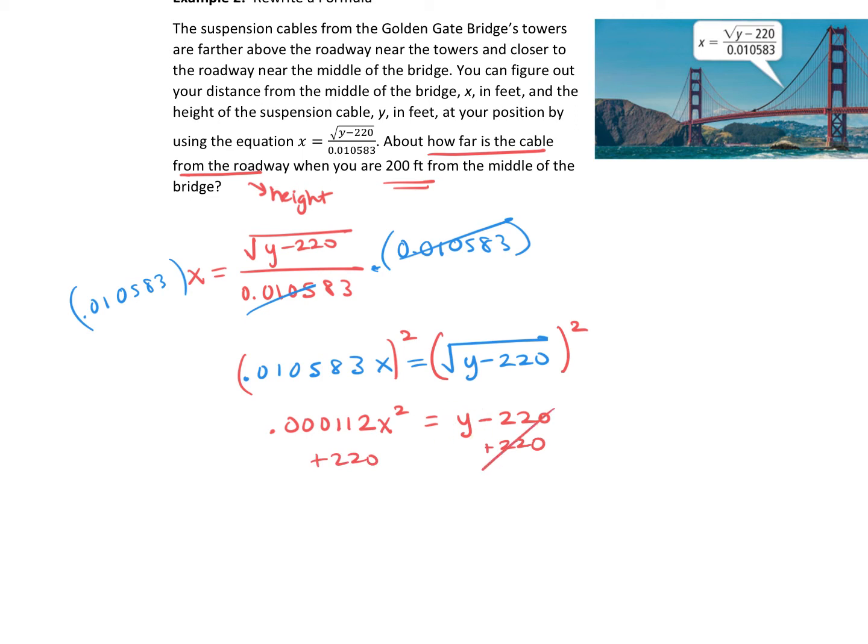So I'm just going to go ahead and write y equals first. And then we have 0.000112x squared plus 220. So now we can answer any question that's asking us how far is the cable from the roadway, kind of that height. So the question is about how far is the cable from the roadway when you are 200 feet from the middle of the bridge. X represents your distance from the middle of the bridge. So we're saying that x equals 200. So let's plug in 200.